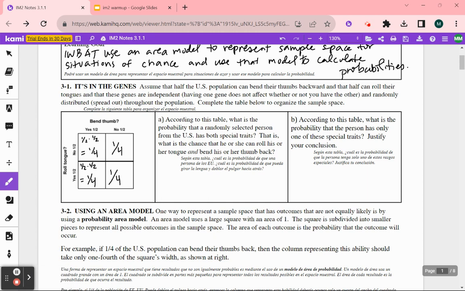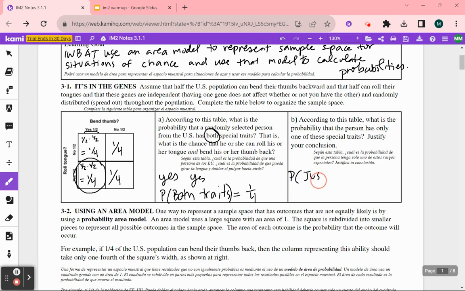According to the table, what is the probability that a randomly selected person from the US has both special traits? That means yes, yes. And it happens right here. Yes, they can bend their thumb, and yes, they can roll their tongue. And that is the probability of both traits, and it equals 1/4.